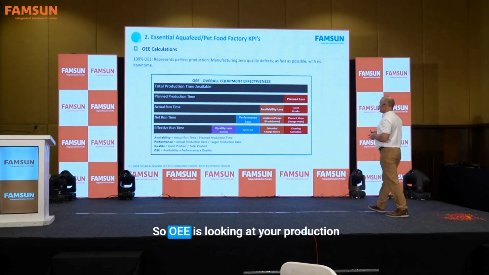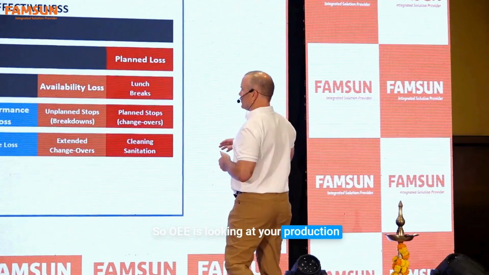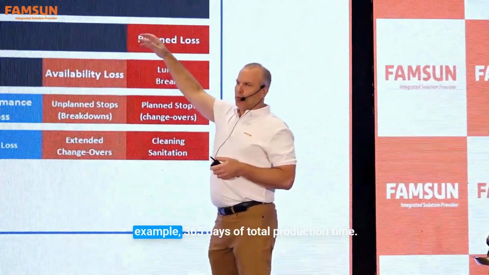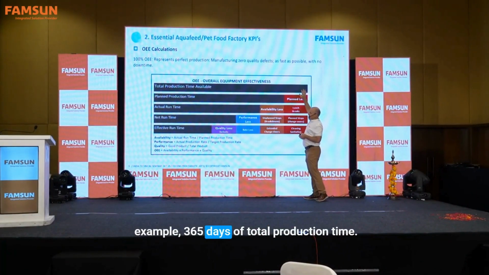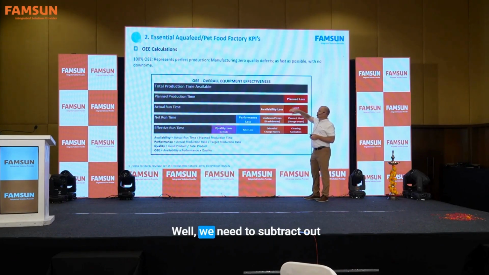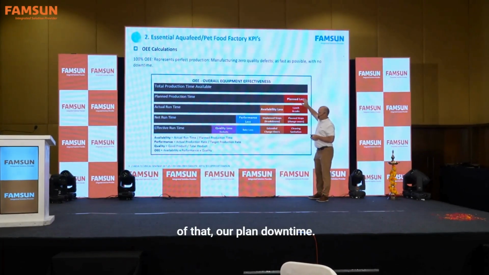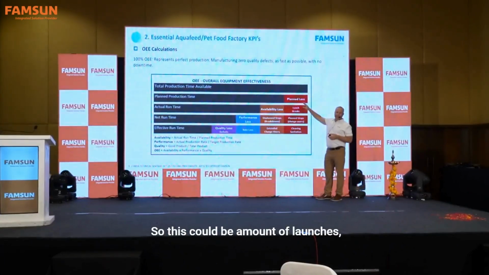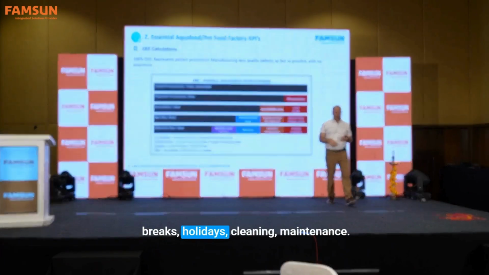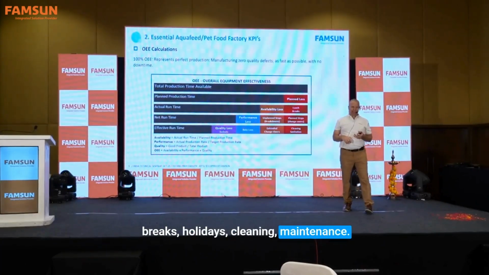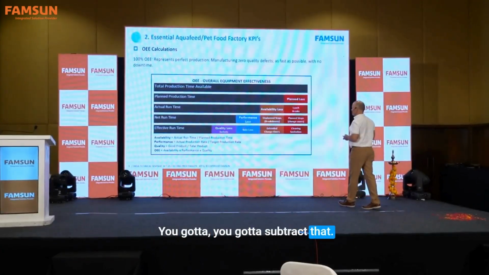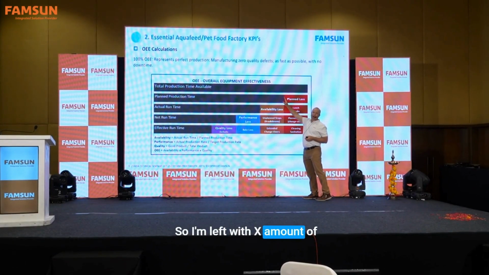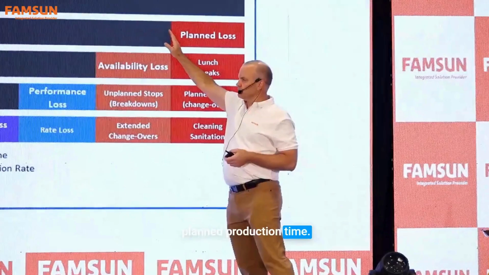So OEE is looking at your production time. And it says for a year, let's say, for example, 365 days of total production time. Well, we need to subtract out of that our planned downtime. So this could be amount of lunches, breaks, holidays, cleaning, maintenance. You gotta subtract that. So I'm left with X amount of planned production time.